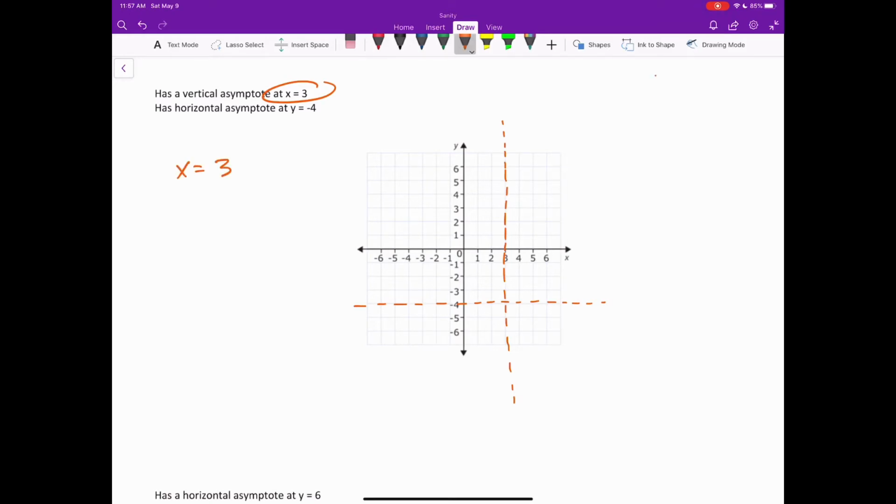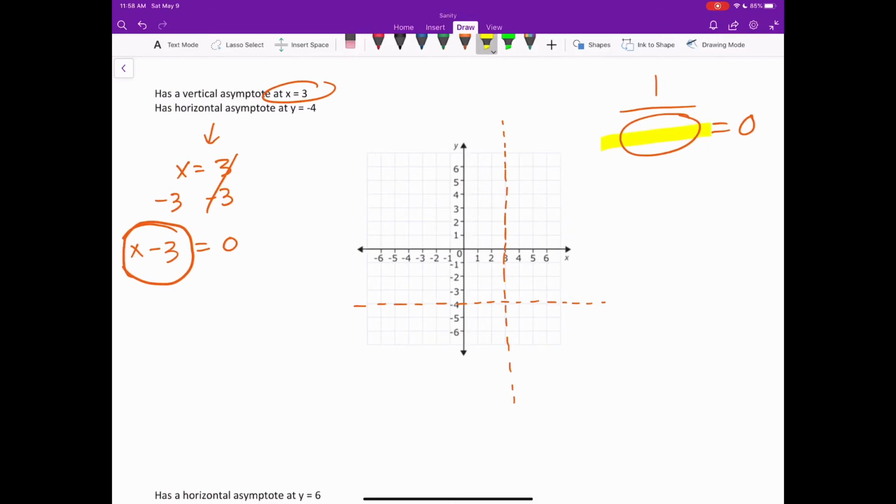So for a vertical asymptote, again, there's something in the denominator of my function that I have to set equal to 0. So we're just going to do a little algebra over here in order to get it set equal to 0. I'm just going to subtract 3 to cancel out that 3 on the right-hand side of my equation. That's going to cancel, and I'll just be left with x minus 3 equals 0. So that x minus 3 expression right here has to be the denominator of my function. All right, so currently I have 1 over x minus 3. That takes care of the vertical asymptote part.